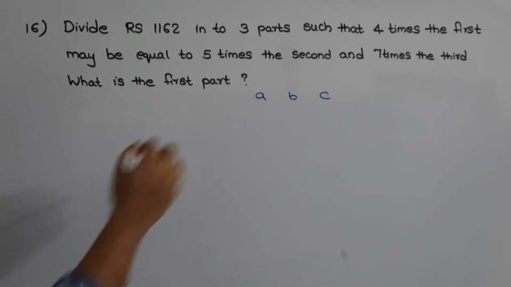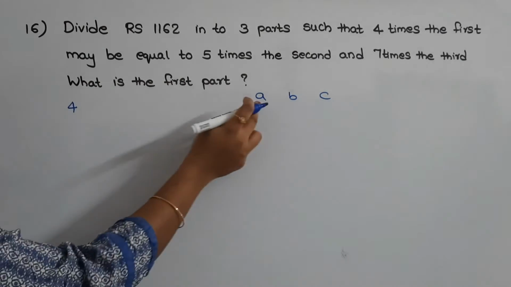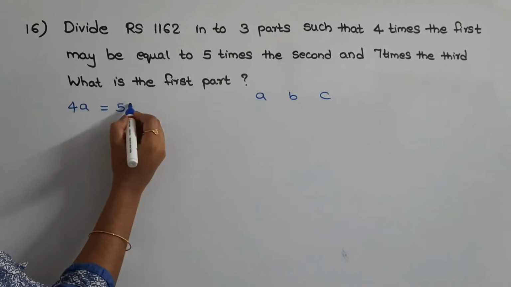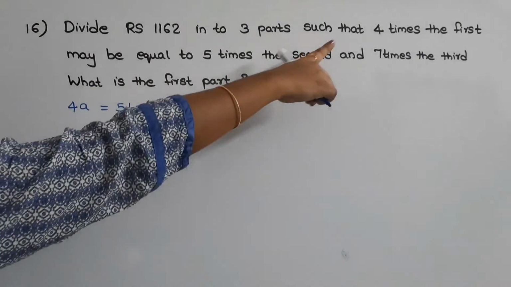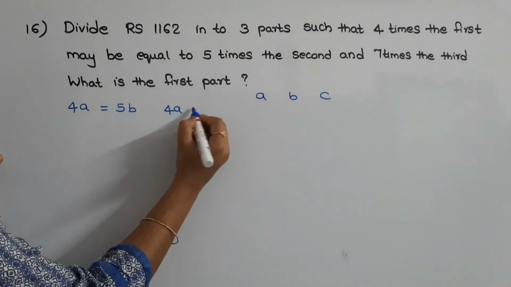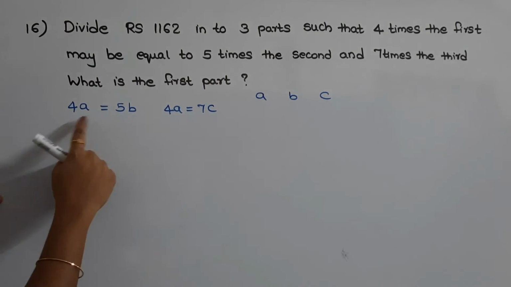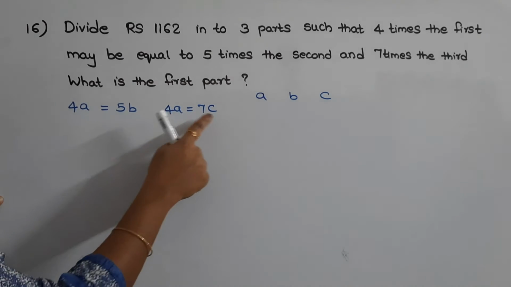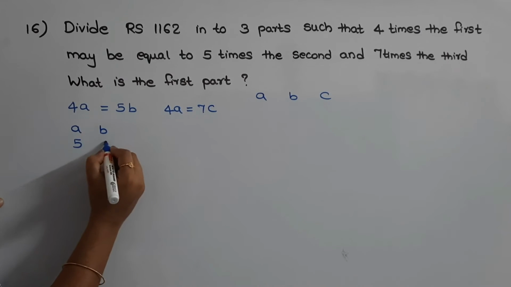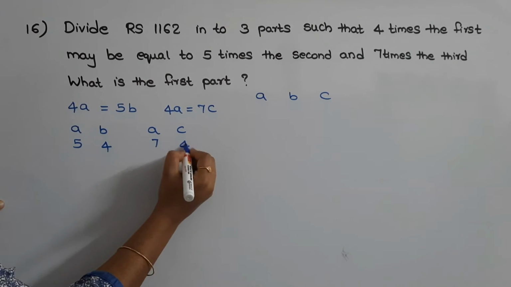Then they are telling that 4 times the first is equal to 5 times the second. So, 4 times the first is A is equal to 5 times the second. Second is B. Then they are also telling that 4 times the first is also equal to 7 times the third. Third is C. So, from this we can find out the ratio of A and B as well as A and C. From this the ratio of A is to B will be equal to 5 is to 4 and the ratio of A is to C will be equal to 7 is to 4.